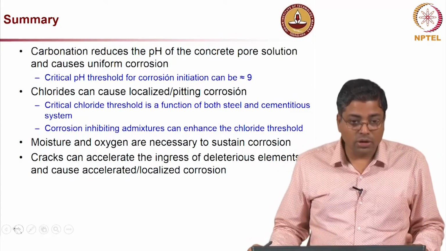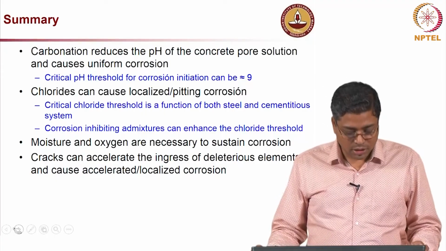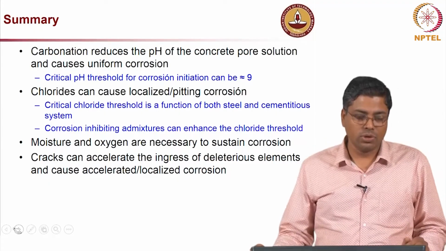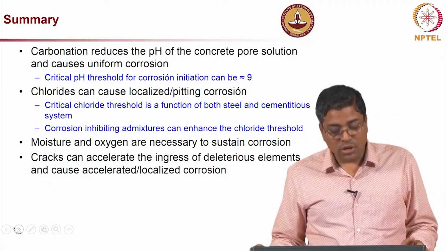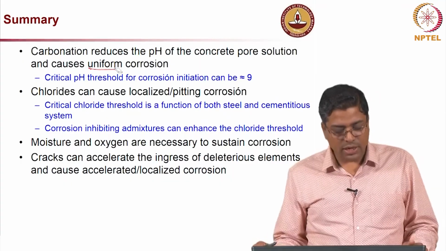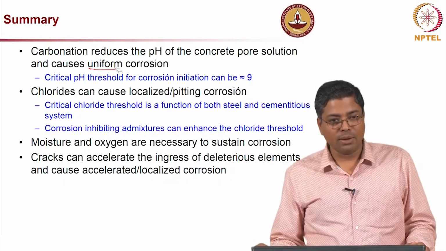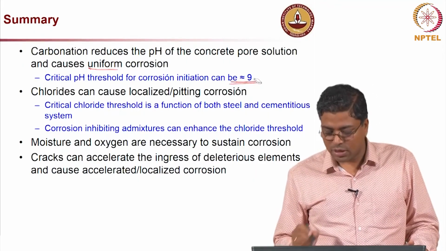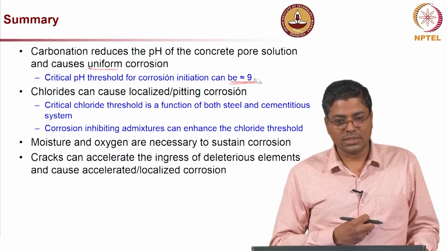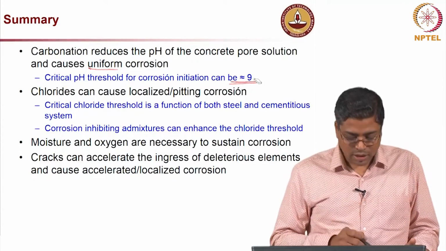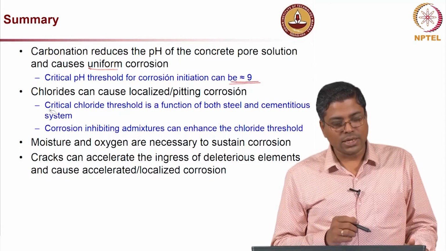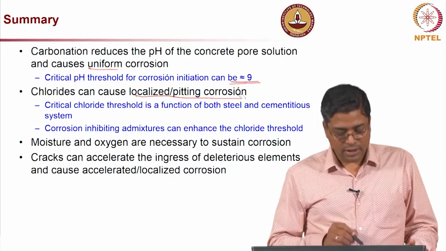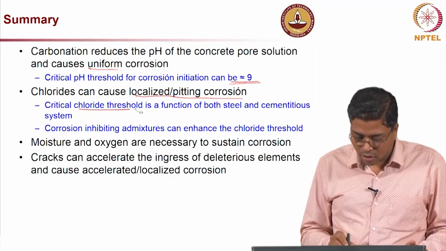So, in summary, we looked at carbonation induced corrosion. We found that the carbonation process can reduce the pH of the concrete pore solution, which will lead to uniform corrosion. That is a key feature we looked at, and there is something called the critical pH threshold: if the concrete pH reaches about 9, then steel will start corroding. And the second mechanism we looked at was chloride induced corrosion, which leads to localized pitting corrosion, and there is also a critical parameter which we call the chloride threshold.